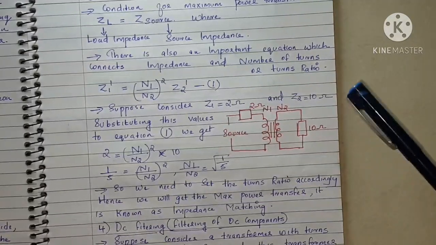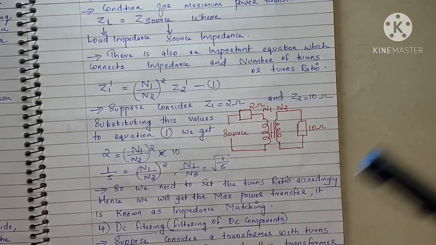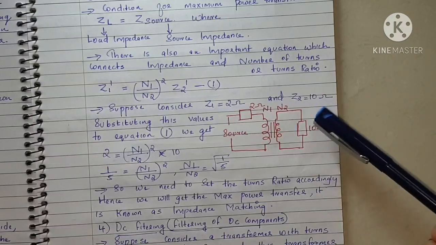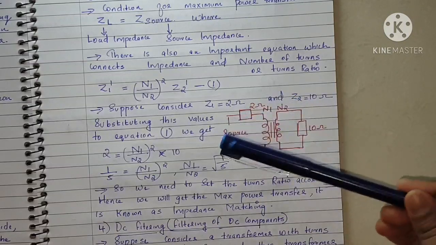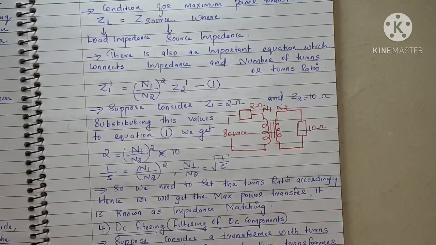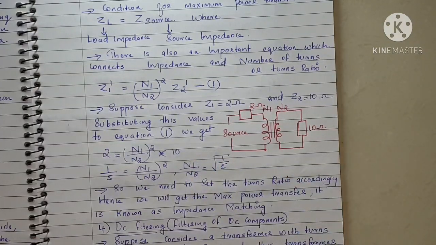Suppose we consider the source impedance, that is the impedance on the primary side, as 2 ohms, and the load impedance, which means the impedance on the secondary side, as 10 ohms. And we substitute these values of Z1 and Z2 into equation 1. We will get 2 ohms equal to (N1/N2) whole squared times 10 ohms. So N1/N2 is equal to the root of 1/5. That is, we need to set the turns ratio, that is N1/N2, accordingly, to get the maximum power transfer, which is known as impedance matching.